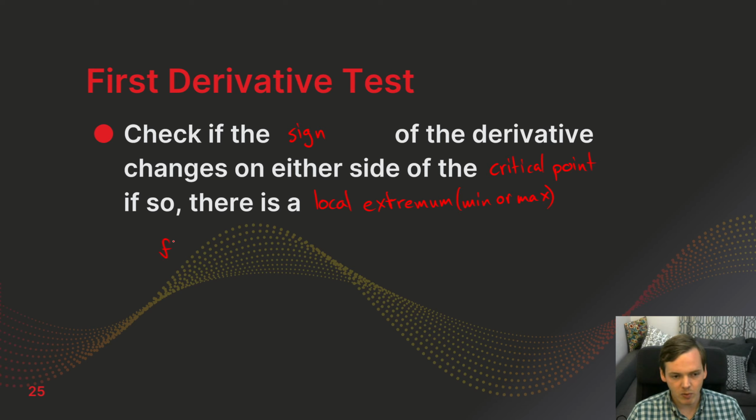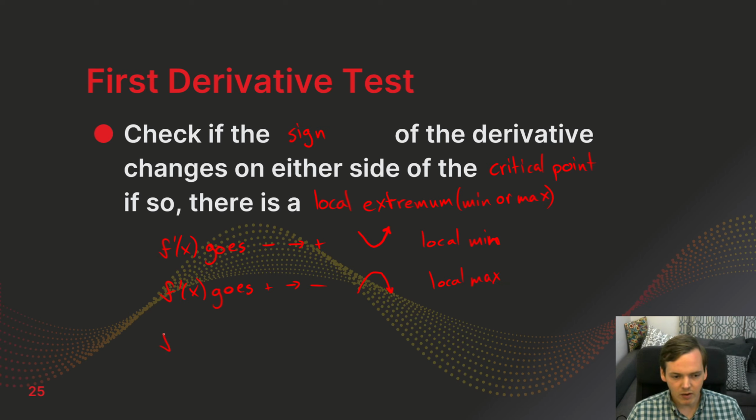So if f prime of x goes negative to positive, well, that's where you've got something that was going down and now going up. So that would be a local minimum. If f prime of x goes from positive to negative, that would be going up, switching, and now going down. So that would be a local max.